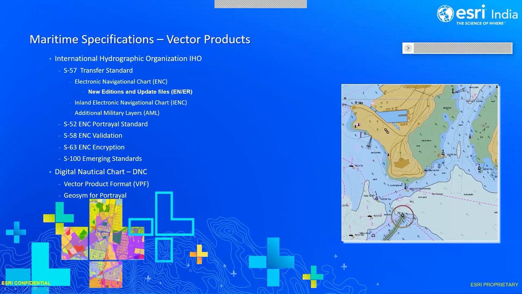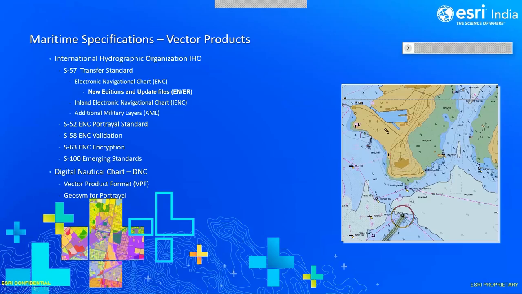And then S52 is the symbol library. That is again a specific standard by the IHO, the International Hydrographic Organization. For validation purposes, the S57 cell needs to be converted into S58 format so that it makes sure that it goes through all the validation process. And finally, we generate an S63 product out of it. An S63 product is an encrypted format that is used for real-time navigation.